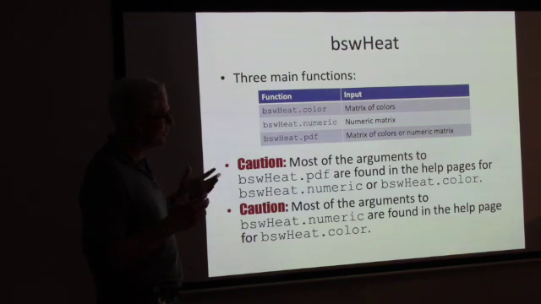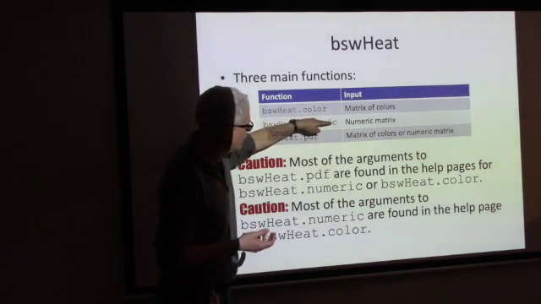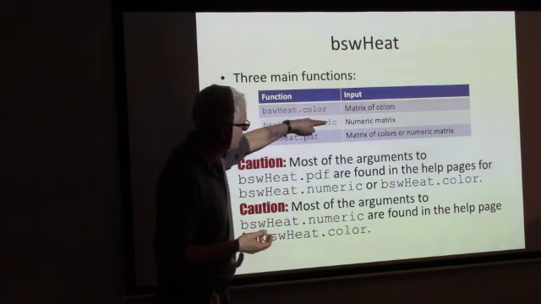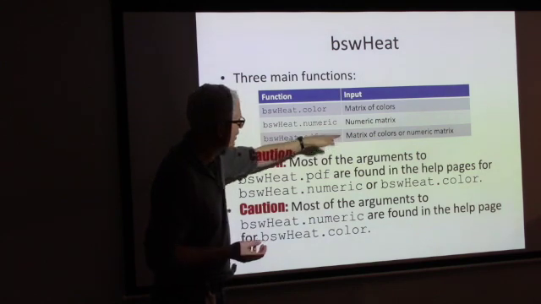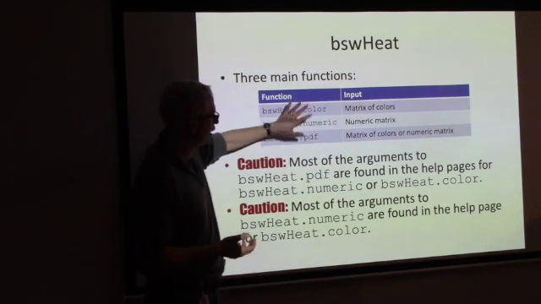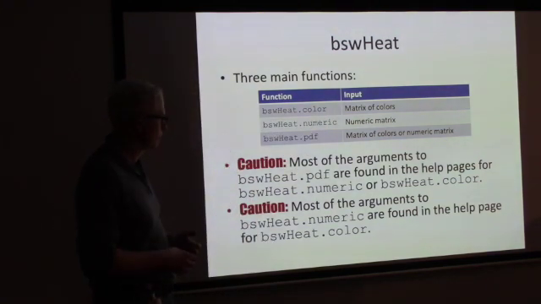And this has the side effect that most of the arguments that might control how a numeric matrix is shown are documented for this one. You can pass them to this guy, and he's going to turn around and pass them to there. Same. So you need to read the documentation for all 3 if you want to look for some particular thing.